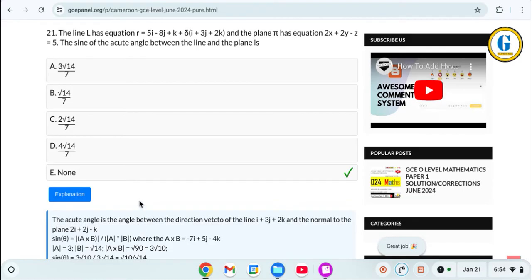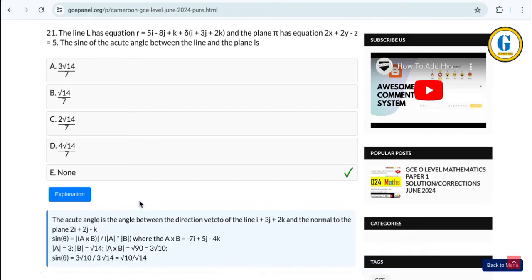From there, we can equally get the modulus of a cross b, which is going to give us 3 root 10. The modulus of a is 3, the modulus of b is root 14. When you simplify, you're going to have root 10 over root 14, which is not found here. I think it was some sort of typo.